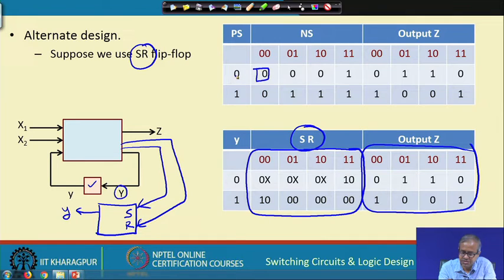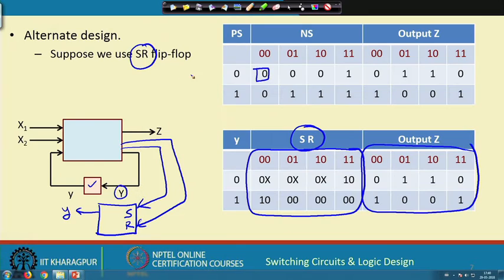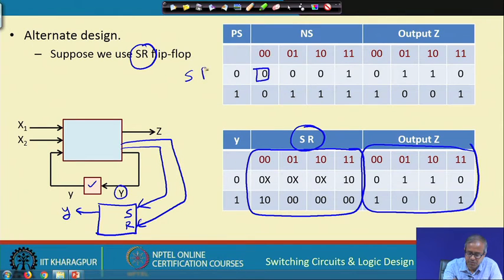Your present state was 0, next state is 0. For an SR flip flop, you recall what are the excitation functions for the SR flip flop. Just recall, for an SR flip flop, what do you have to apply? Suppose I want to go from 0 to 0. For an SR flip flop, I can either apply 0 0 or I can apply 0 1, which means 0 do not care.